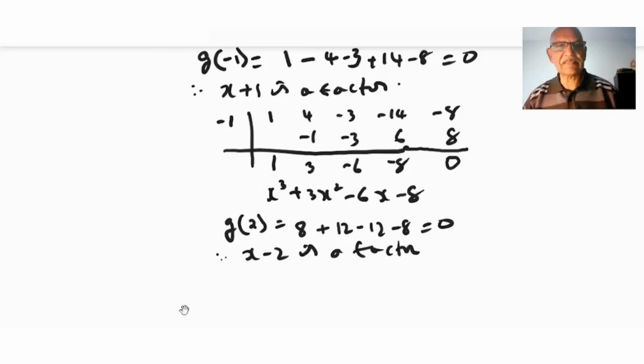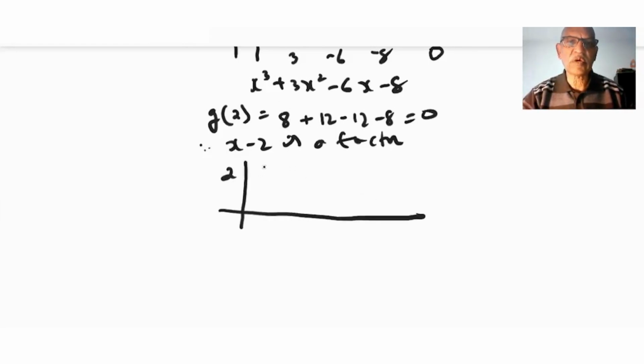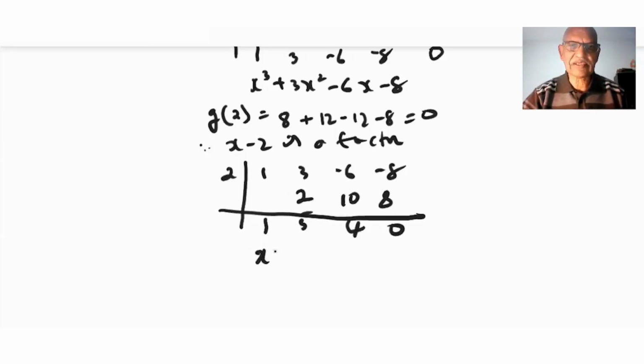I do again synthetic division. The synthetic division would be 2. The coefficients will be 1, 3, negative 6, negative 8. Bring down 1. 1 times 2 is 2. 5. 5 times 2 is 10. 4. 4 times 2 is 8. The last number should be 0. Therefore, this should be 1x squared plus 5x plus 4. Now, this is a quadratic, and I know how to factor a quadratic.